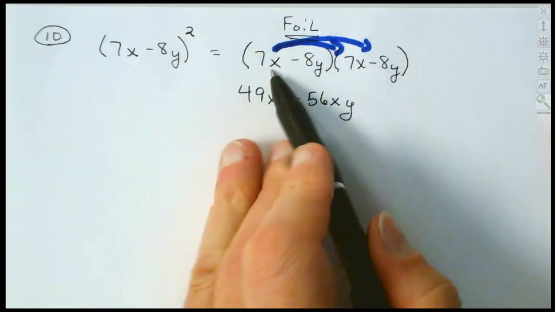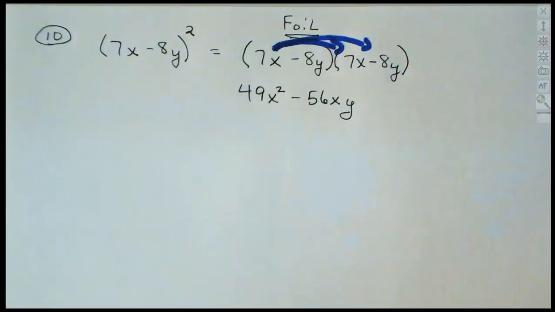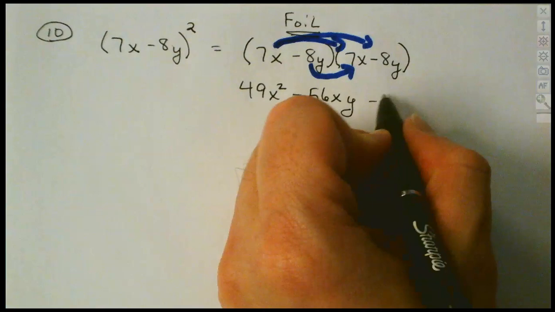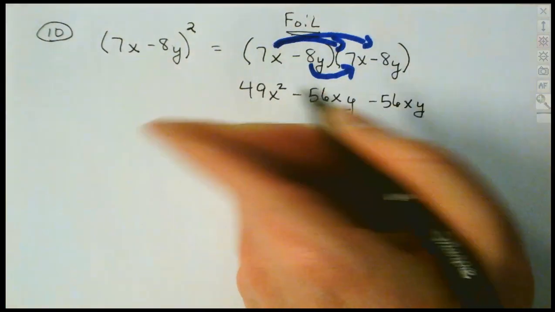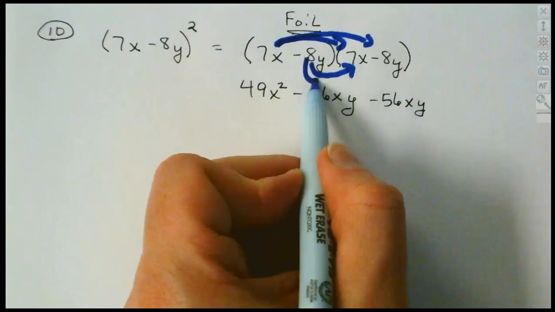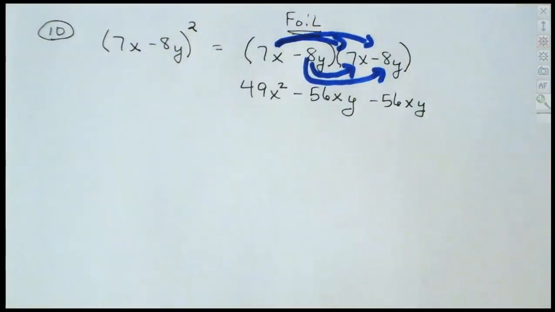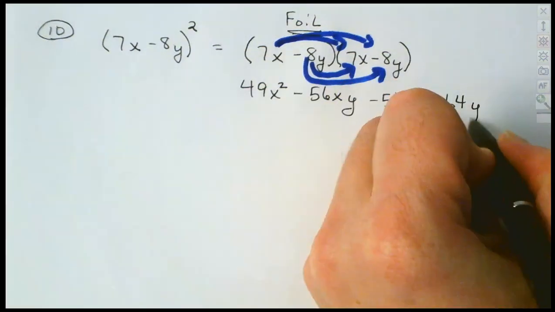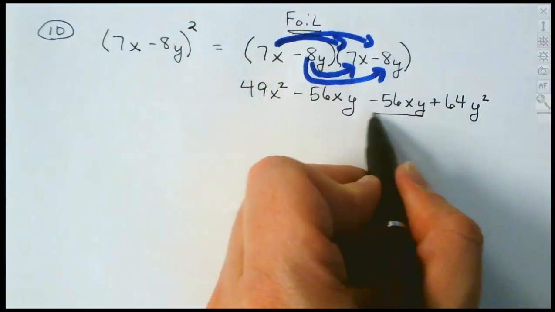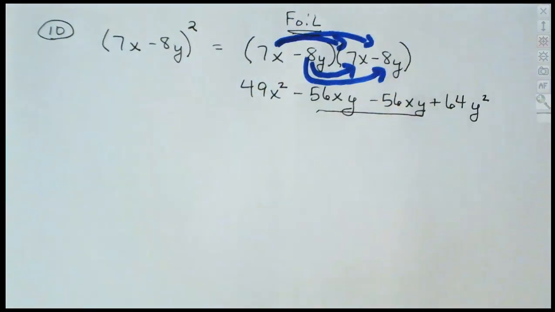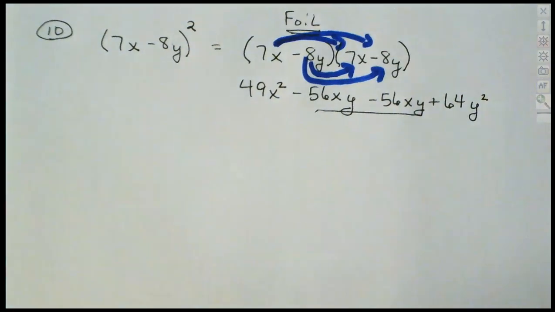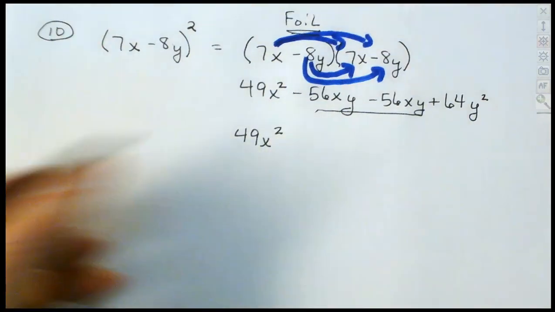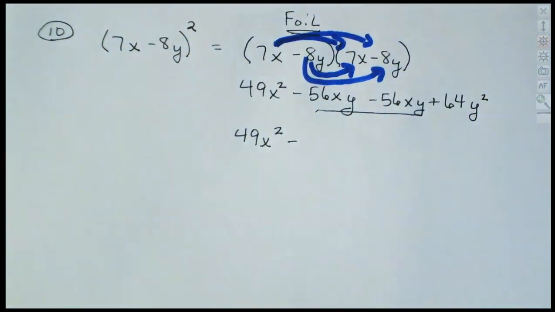xy, because they both have an x and a y. And then we'll do the inside, which again is a negative 56 xy. And then last times last, negative times negative makes it a positive, and that's going to be 64 y squared. Now, what do we know about the middles again? Those are the same in this case. So those are the same. They go together. And that gives you now 49x squared minus, I believe that's 112 xy.